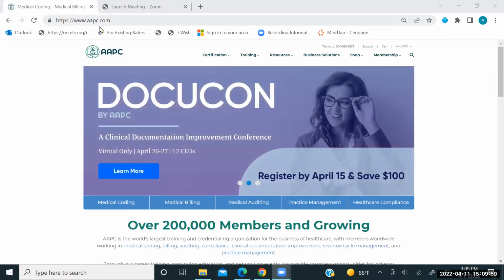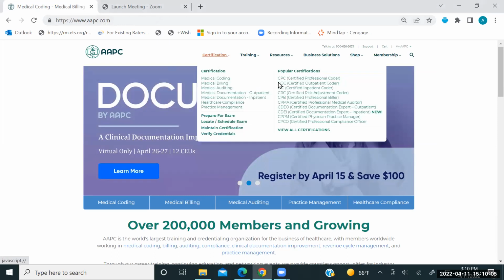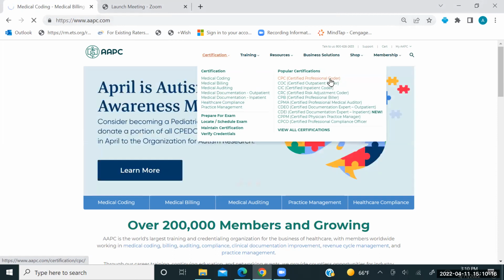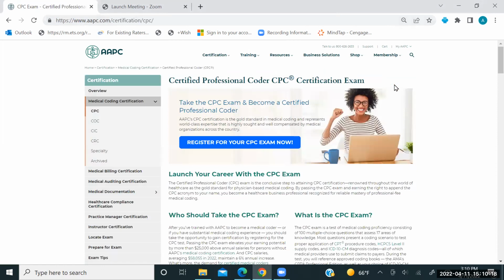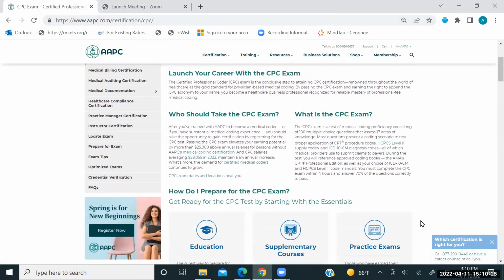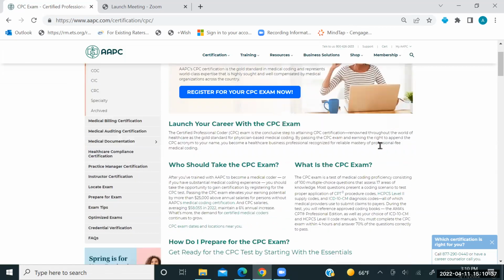Okay, so if you want to go to the aapc.com, you can go up to certification. And just CPC is the very, very first one. There's a whole bunch of other certifications you can get through the AAPC, but CPC is the standard. It's kind of the entry level certification that you would want to get. It's what most people are familiar with if they talk about coding or the AAPC. So if you want to look through this, there's a lot of really excellent information just on this page that I would highly recommend you review.